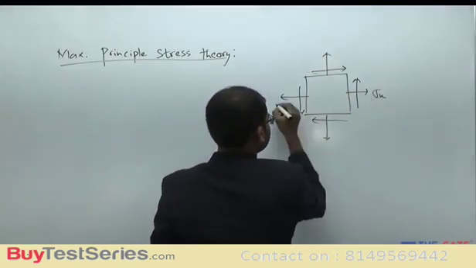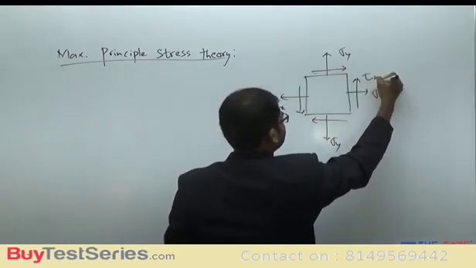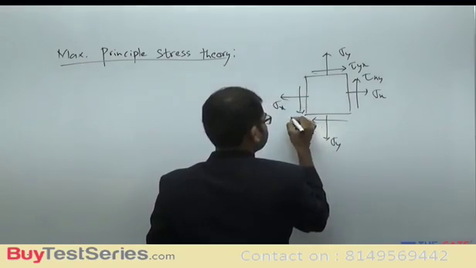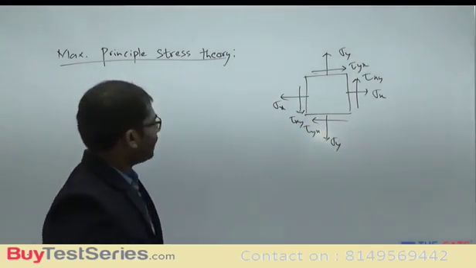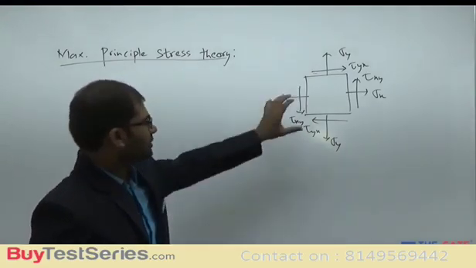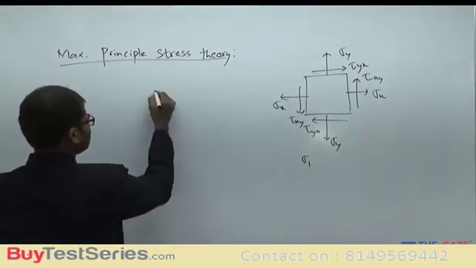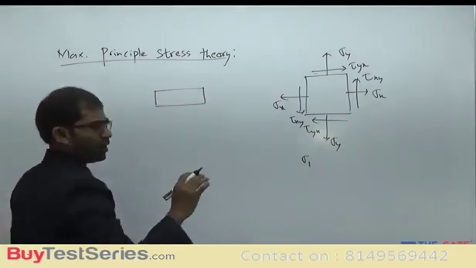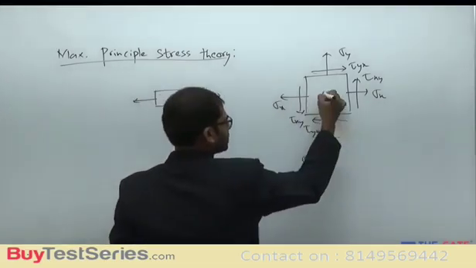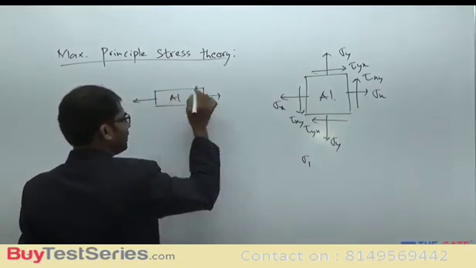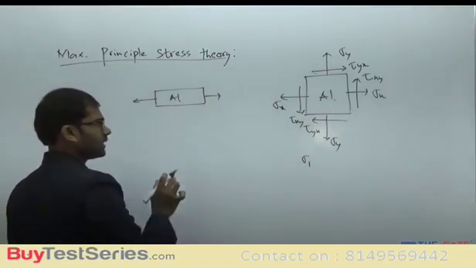So we have sigma x, sigma y, and also tau xy and tau yx. So we got these values here. For the maximum principal stress theory, we get the value of the maximum principal stress sigma 1, and we compare it with the maximum principal stress of the same material in the uniaxial loading case. Both metals must be the same. If it is aluminium, it should be aluminium. If it is copper, it should be copper. Otherwise, it doesn't make any sense. So we find sigma 1 for the uniaxial loading case at failure.